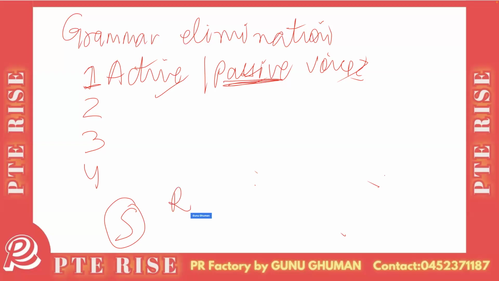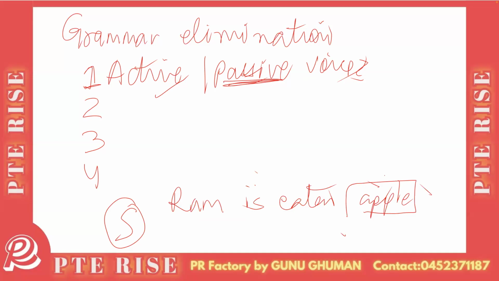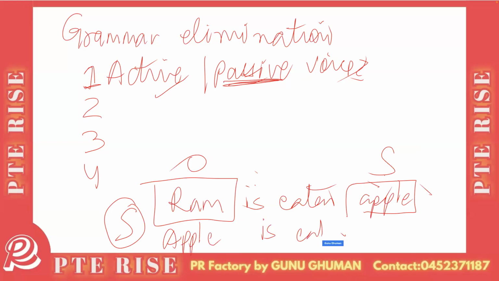So Ram is eaten apple. Passive voice, first of all, says, please rearrange the sentence. Passive voice says, put the subject on object, object on subject. What will be the sentence then? Apple is eaten Ram. Something is missing. Now we just have to add extra word called is eaten by Ram.